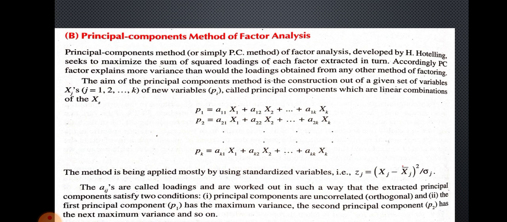In the next video we will study the principal component method of factor analysis.